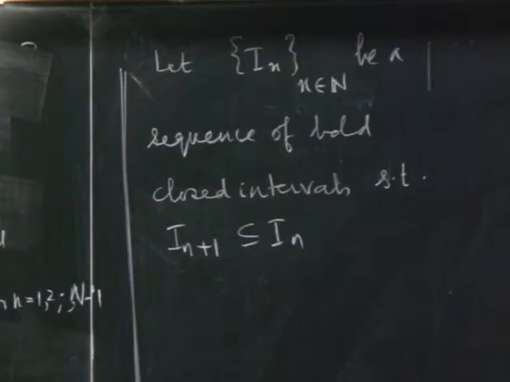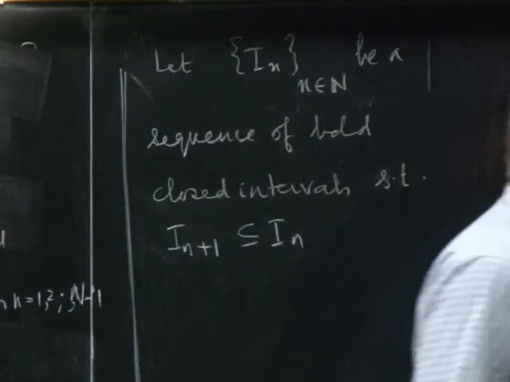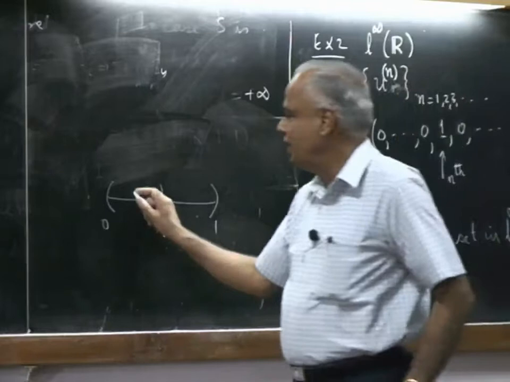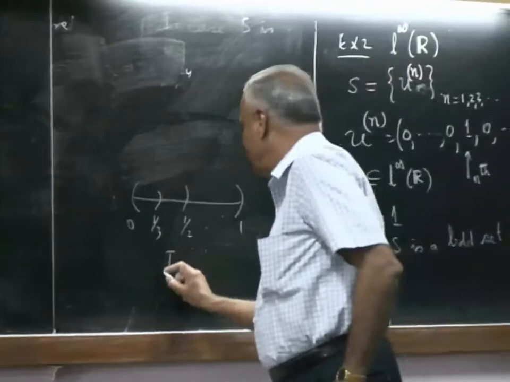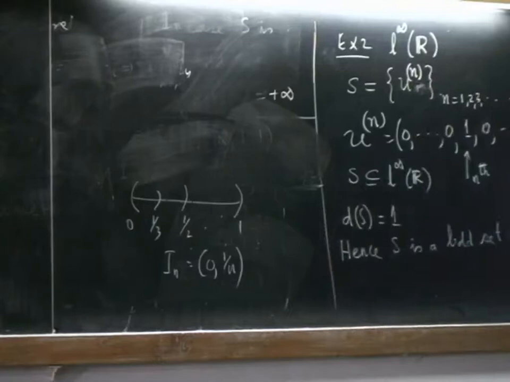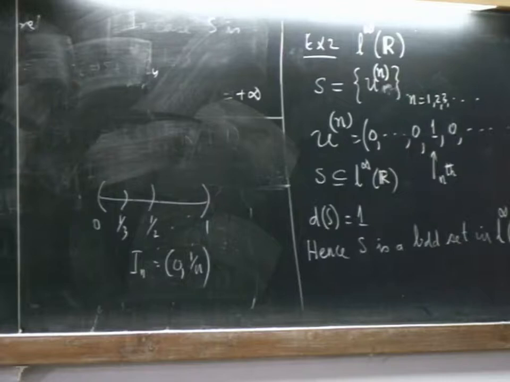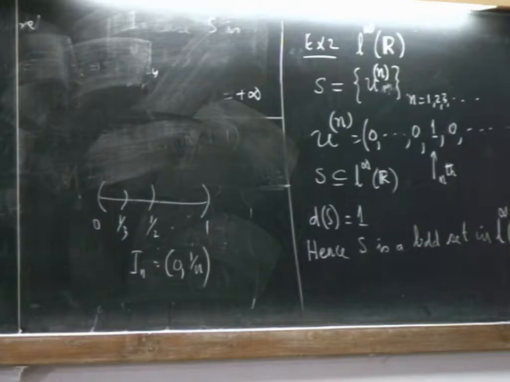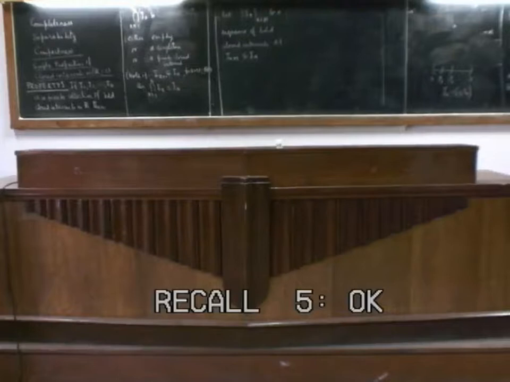Now let us see, for example, if we take a sequence of open intervals which are shrinking. I will give you a sequence of open intervals, say (0, 1), that is the first one. The next one is (0, 1/2). The next one is (0, 1/3). So, In is (0, 1/n). It is a sequence of shrinking open intervals. What is our intersection? Nothing. It is empty. Okay. So, if you take a sequence of open intervals which are shrinking, the intersection could be empty. But now what we want to assert is that if you take a sequence of closed intervals, they are shrinking, then the intersection cannot be empty.